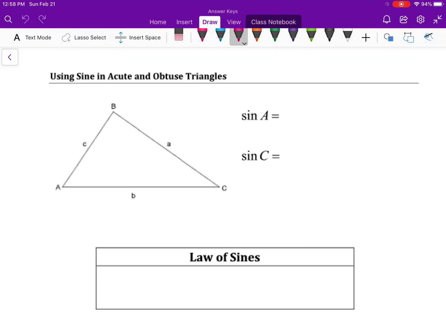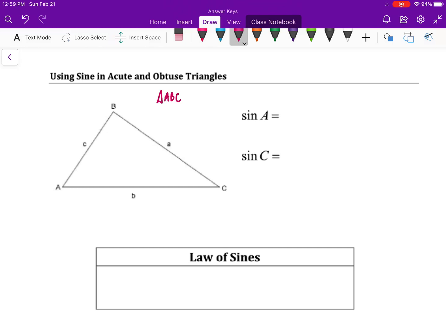We have here triangle ABC. And what we're going to do is look at how sine can be used on triangle ABC even if triangle ABC is not a right triangle. It's important to clarify a couple of conventions here.